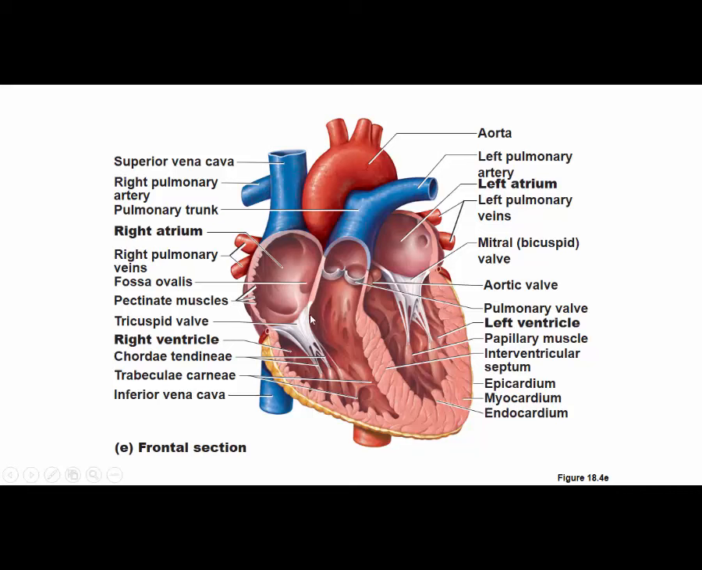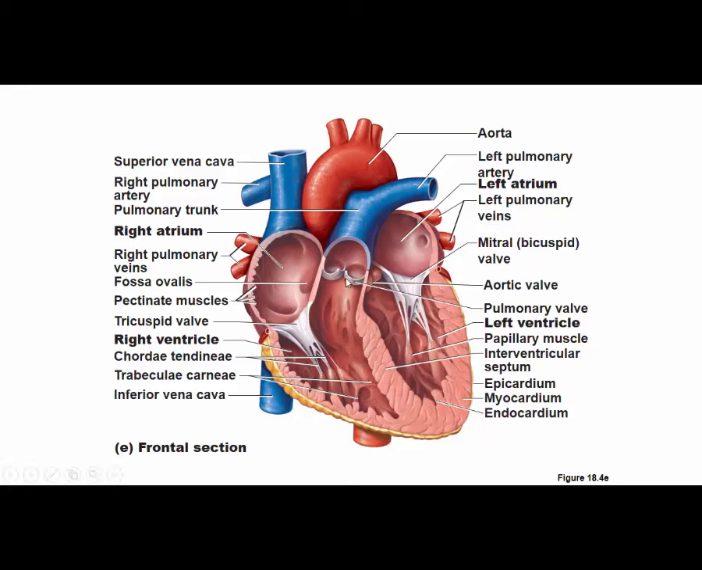Most of the time, these valves are open. The only times that they're closed is when the ventricles contract and the force of blood pushes them closed. But otherwise, when the heart is relaxed and filling, these valves are open.